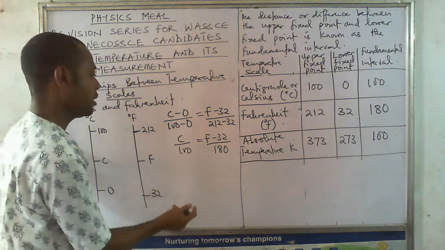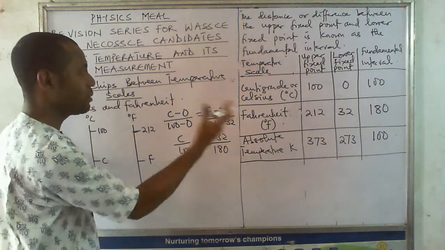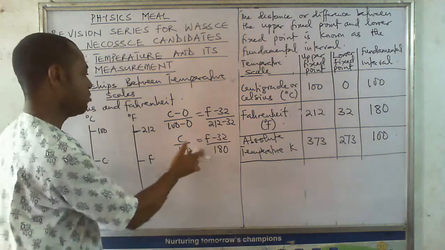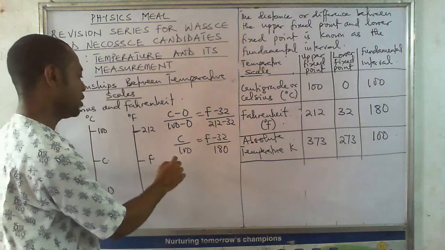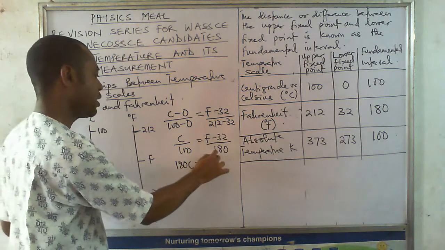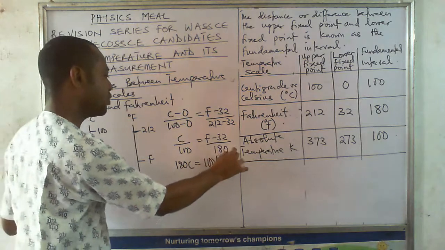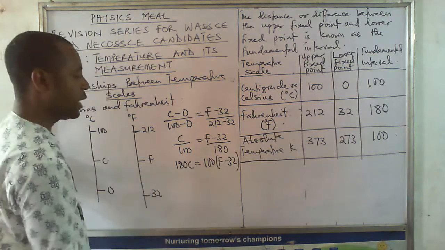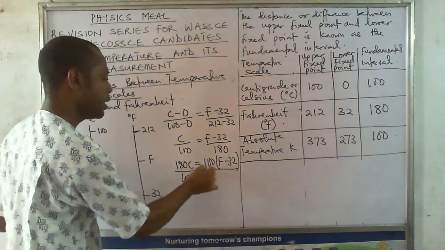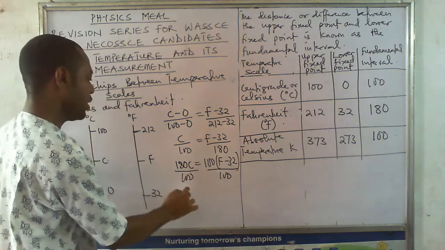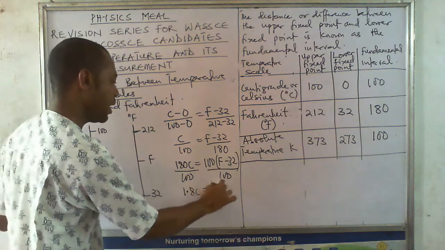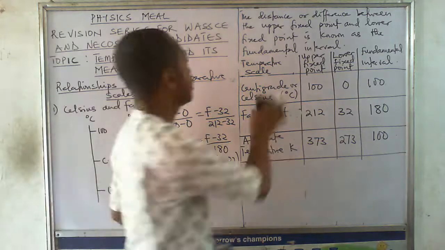I can go further. If you multiply both sides by 180, or maybe you do your cross multiplication, you're going to have 180C equals 100 bracket F minus 32. Divide both sides by 100. If you divide both sides by 100, I will divide this by 100, divide this by 100. So 180 divided by 100 will give me 1.8C equals F minus 32.